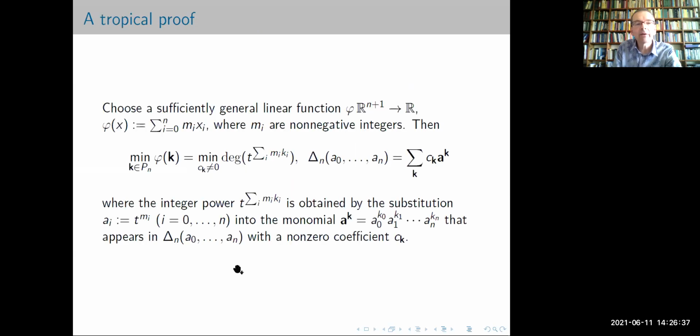Now I would like to explain a tropical proof of the Gelfand, Kapranov, Zelevinsky theorem. We will choose now a general linear function on this n plus one dimensional space, denoted by phi. And linear, that means it's a linear combination.